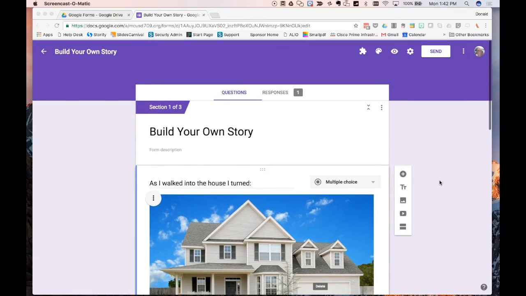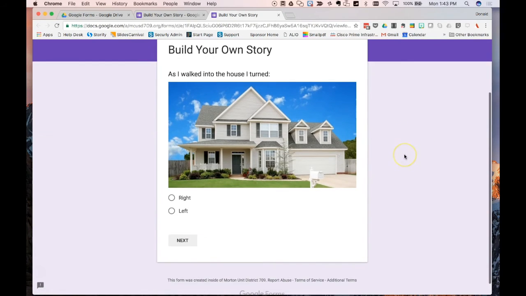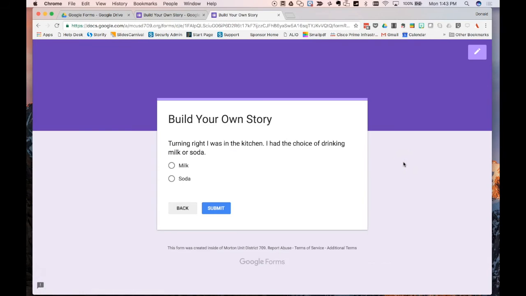But essentially what you're doing is, and I'll use an example. If we go to preview. So here's what they're presented with at first. As I walked into the house, I turned right. And then you do next. And now it says turning right, I was in the kitchen. I had the choice of drinking milk or soda, and I chose milk.